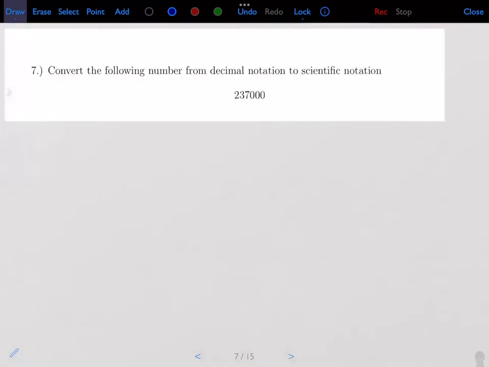Okay, convert the following number from decimal notation to scientific notation. So I have 237,000. So this is a large number, right? Remember, in scientific notation you want the number written as greater than or equal to 1 and less than 10. So the way I say it is between 1 and like 9.9999999. You have to have a single digit and then the decimal point.